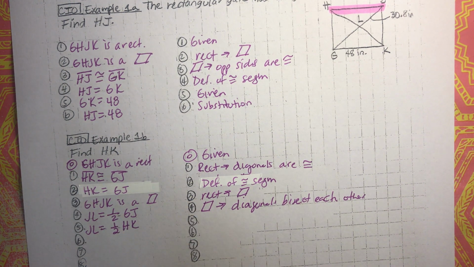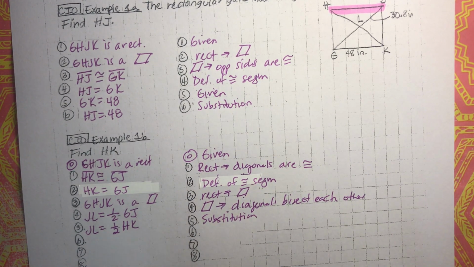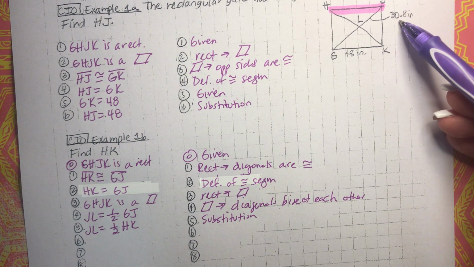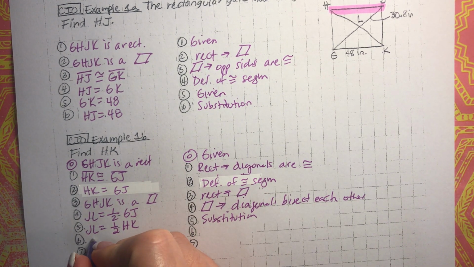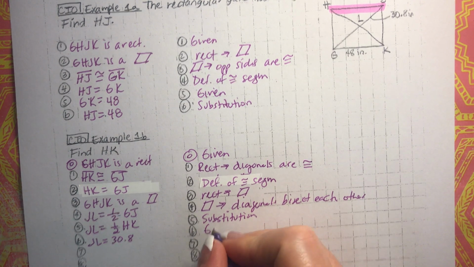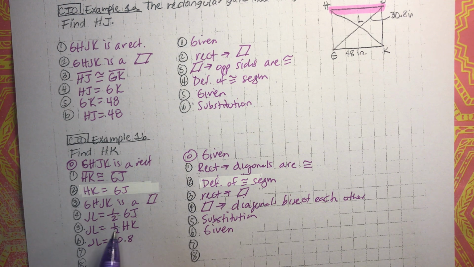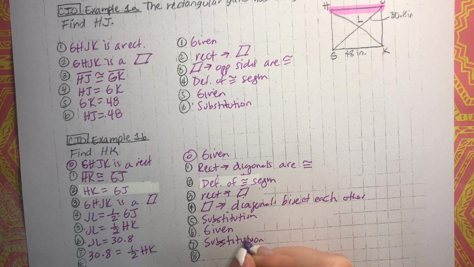There's probably a couple different ways to solve this. That's just going to be substitution. And then since I know what JL is, it's 30.8. I'm going to go ahead and write down that given information. JL equals 30.8. That's given. And then I just want to substitute that in here. 30.8 equals 1/2 HK, right? Substitution. And then it's just algebra, right?